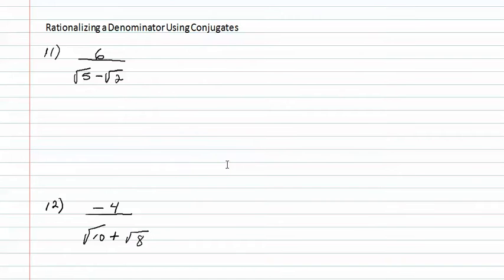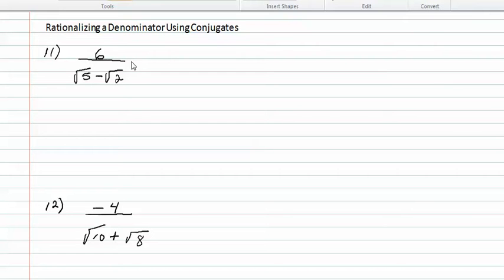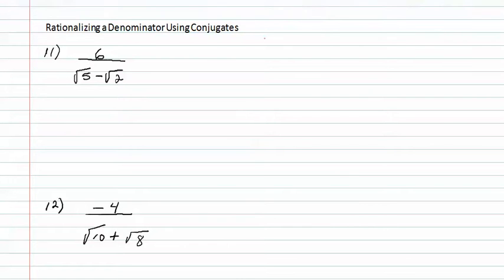Okay, and the next problem is rationalizing a denominator using the conjugate. That means we want to get rid of all the radicals in our denominator. And how you do that is you use the difference of squares formula. This was A plus B, A minus B is equal to A squared minus B squared, because that's the formula we're going to use.